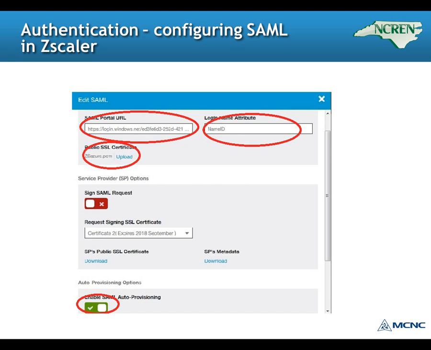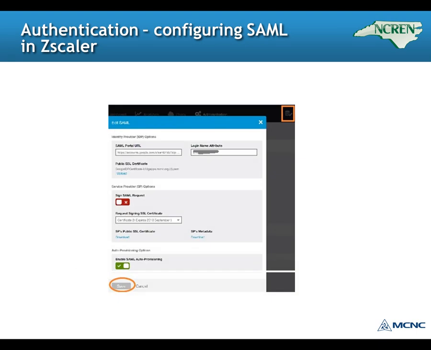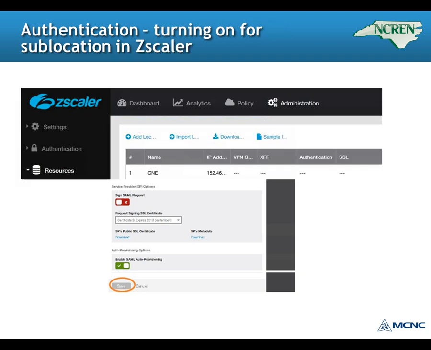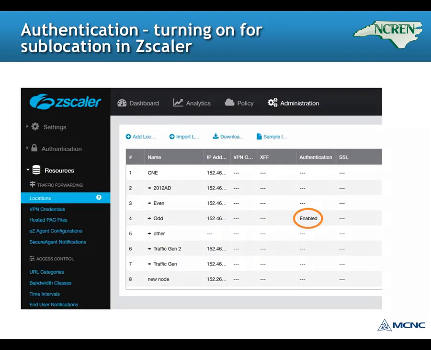Then down below, we're going to enable SAML auto provisioning, which we'll talk about later. Okay? So once we've done that, on our next screen, we're going to hit Save. And of course, we always have to activate in Zscaler.